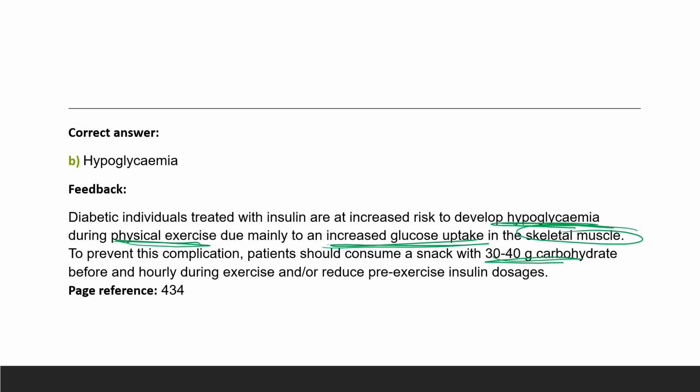So that means either the patient should decrease the insulin dose before doing vigorous exercise, or the patient should consume a snack of around 30 to 40 grams of carbohydrate. That will increase the blood sugar level in our body and counteract the condition of hypoglycemia.